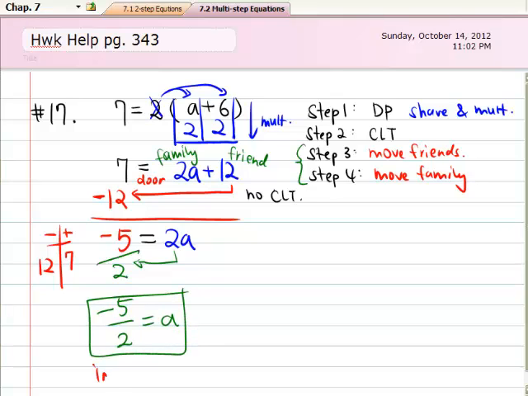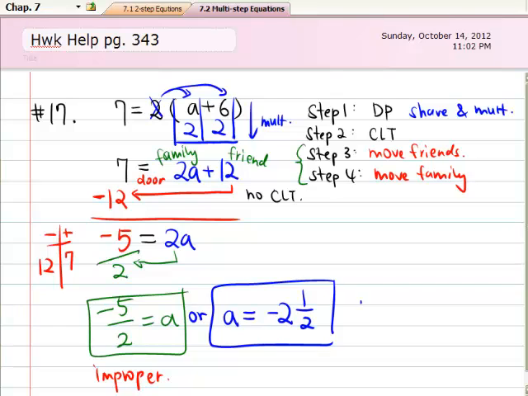Now this is an improper fraction, and that's okay. If you would like to change it to a mixed number, then go ahead and make a equal to negative 2 and 1/2, and that is also an acceptable answer. So both of these can be our final answer. There you go.